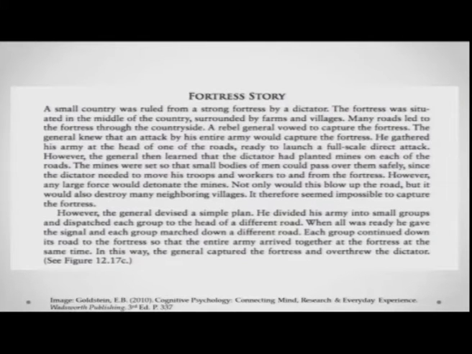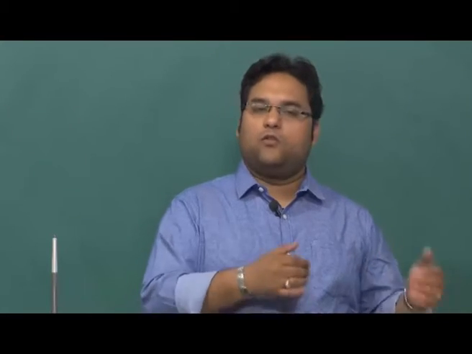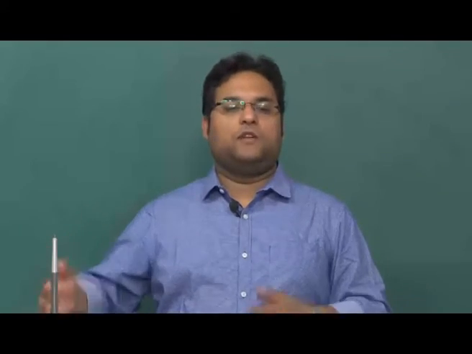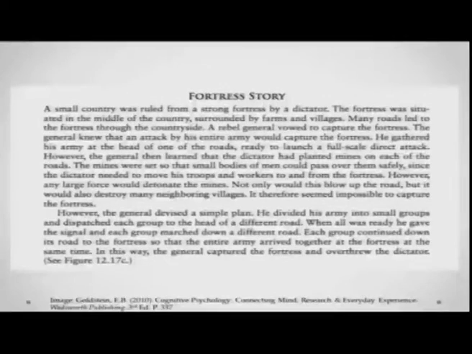However, the general devises a simple plan. He divides his army into small groups and dispatches each group to the head of a different road. When all are ready, he gives a signal, and each group marches down a different road. Each group continues down the road to the fortress, so that the entire army arrives together at the fortress at the same time, and then they can capture it. So, the general captures the fortress and overthrows the dictator. This is the fortress problem.